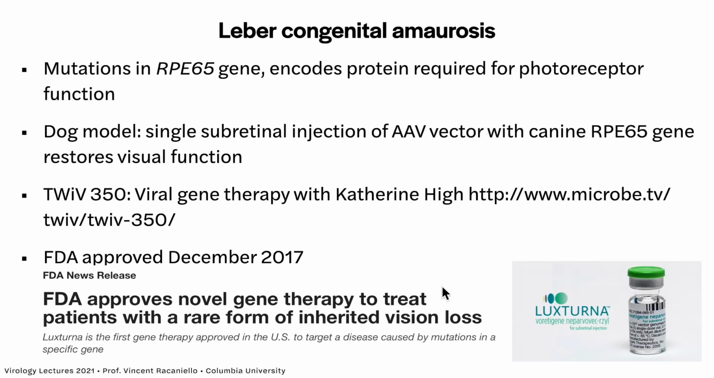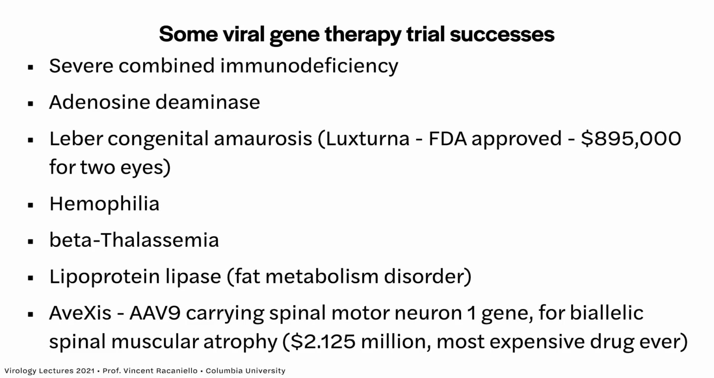First gene therapy approved in the U.S. to target mutations in a single gene, in a specific gene. It's a really good story. I like that. Some other successes are shown here. So SCID, we talked about. ADA is another one leading to SCID. The Leber, by the way, if you want it in 2 eyes, it's $900,000. It's expensive. The companies say, how much is your vision worth?